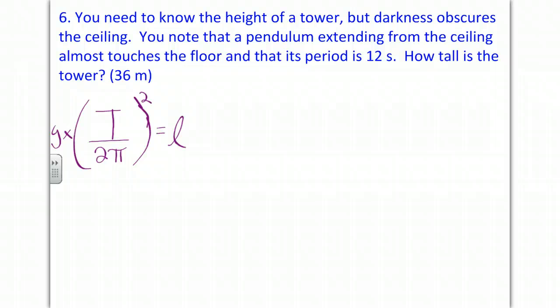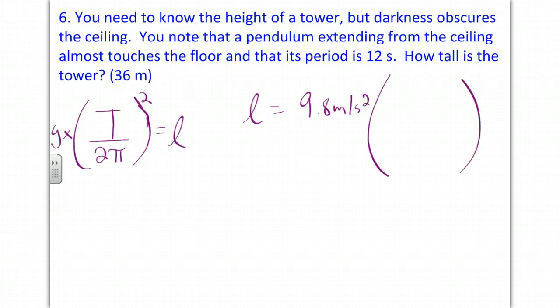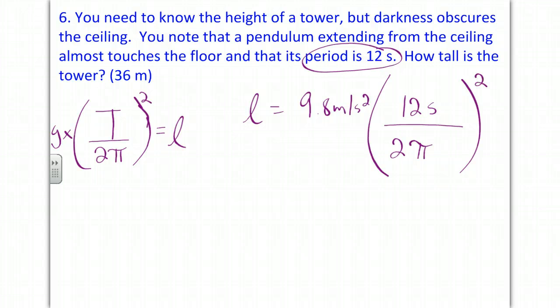So length equals 9.8 meters per second squared times the period, which is given to us as 12 seconds, so 12 seconds divided by 2 pi, and we'll square this value. And so when we solve this in our calculator, we get a length equal to 36 meters.